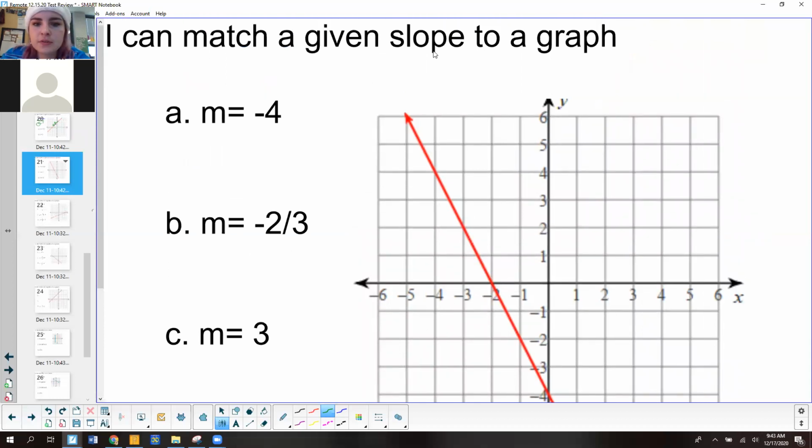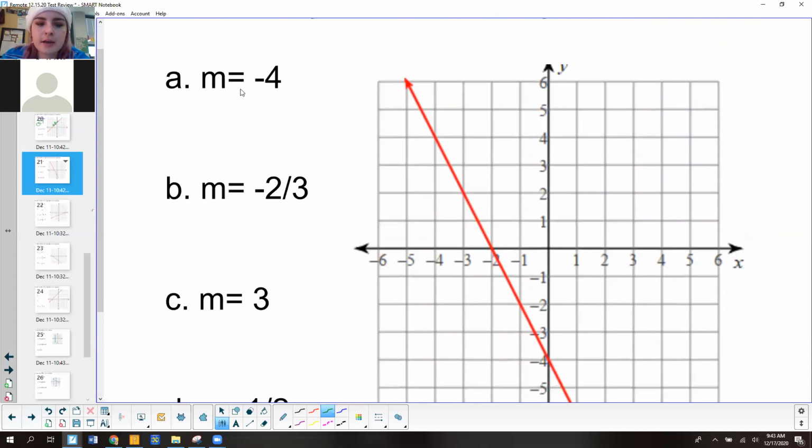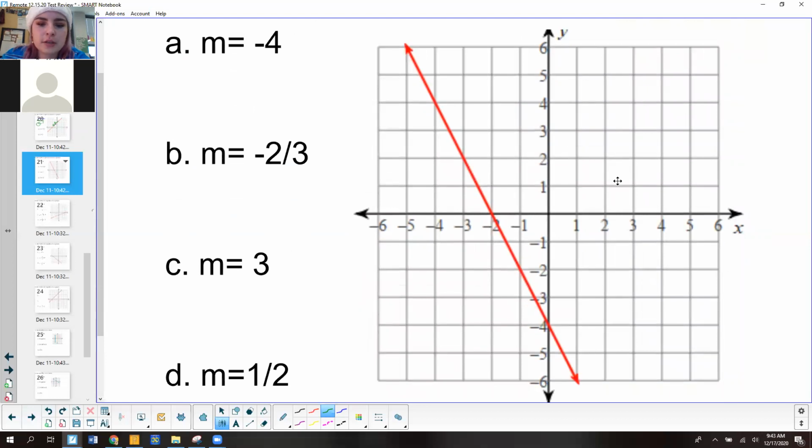I can match a given slope to a graph. So we're going to do this again. So we've got a couple different options. Is this a positive or a negative slope? Type it in the chat. Good, so people are saying negative. Good, it's going down from left to right.